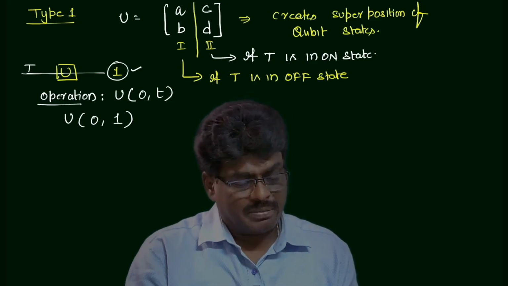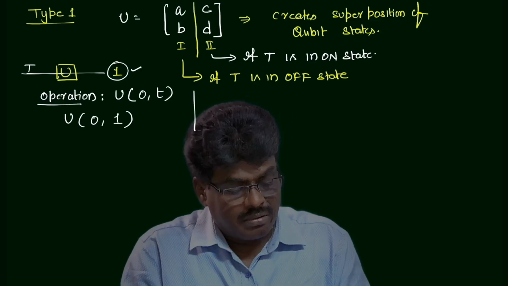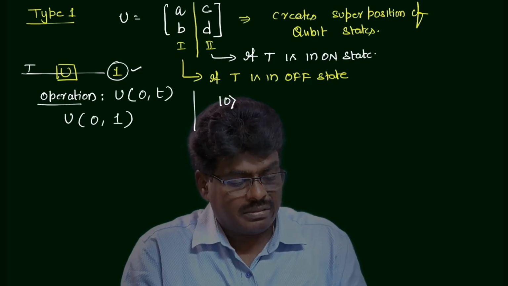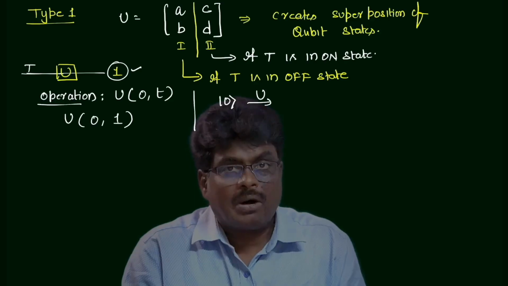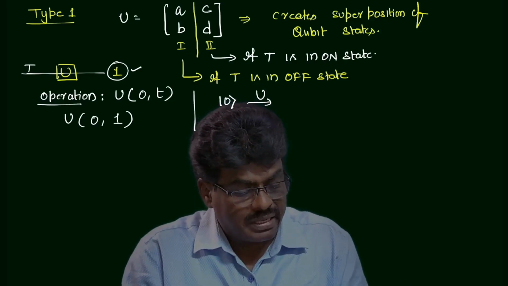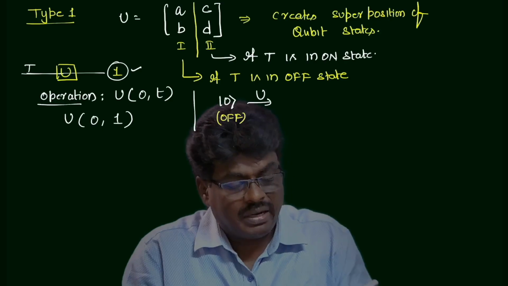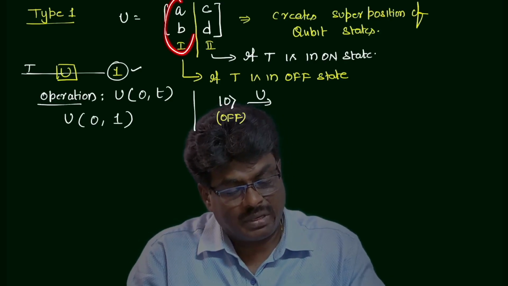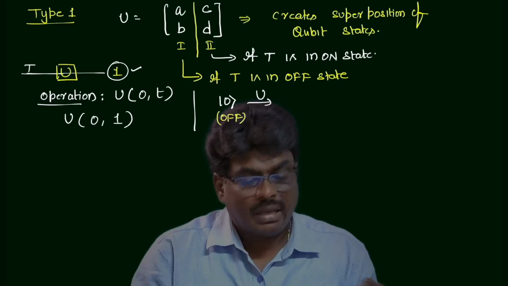I will explain what is the meaning of this. So now I'm going to take this operation. U is operating on 0. This 0 stands for the off state. So then I have to take the first column, this one, A B, as the amplitudes.